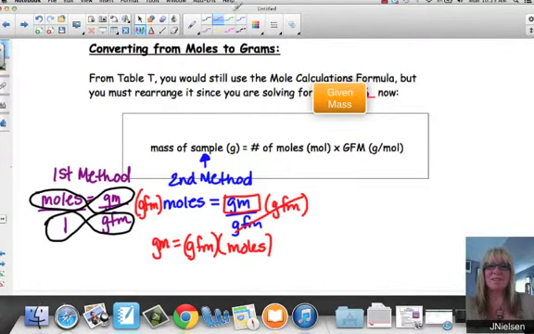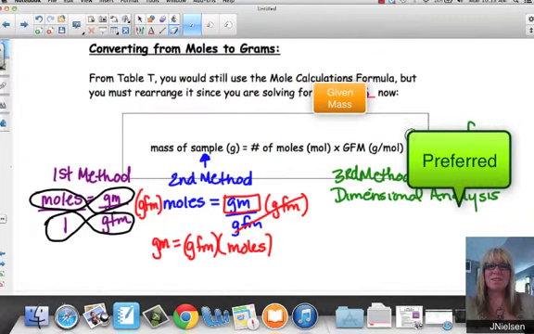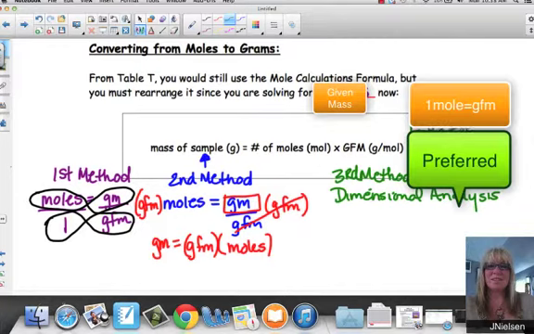The third method, which is my favorite and the preferred method, especially if you plan on taking my upper level chemistry class, is using dimensional analysis. Oh boy, you guys thought you'd never hear that word again from the beginning of the year. Wrong. So we just start with what we're given. In dimensional analysis, we're going from moles to grams, so we need to pull out one of our conversion factors: 1 mole equals the GFM.